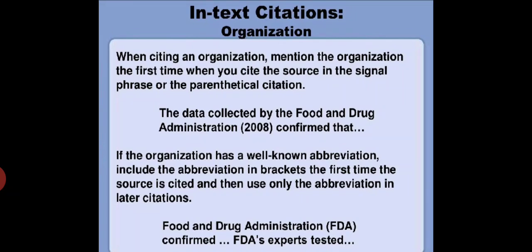In-text citations, organizations. When citing an organization, mention the organization the first time you cite the source, in the signal phrase or in the parenthetical citation. For example, the data collected by the Food and Drug Administration, 2008, confirmed that... If the organization has a well-known abbreviation, include the abbreviation in brackets the first time the source is cited, and then use only the abbreviation in later citations. For example, Food and Drug Administration (FDA) confirmed, FDA's experts tested something, etc.